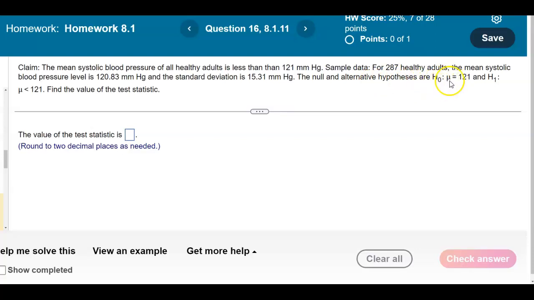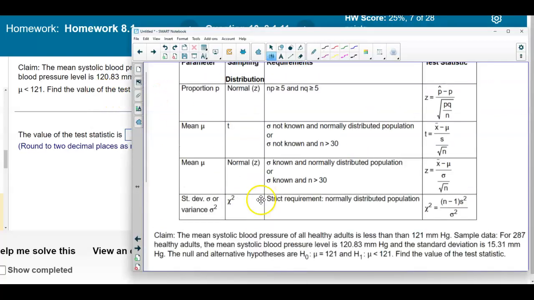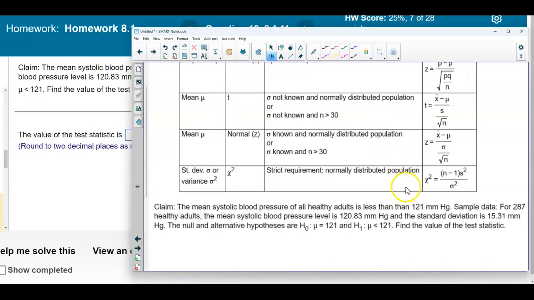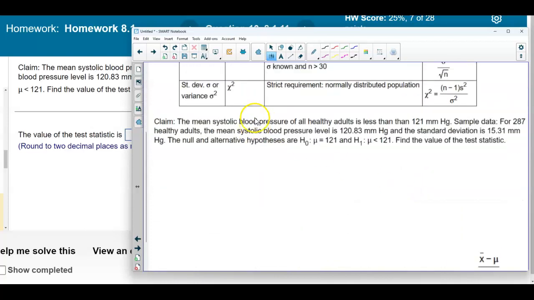The null is the population mean is equal to 121, and the alternative is the population mean is less than 121, and then find the value of the test statistic. Okay, so we're going to figure out what test statistic we need to use. So we're going to first look at the claim here. So the claim is the following. So we know what the claim is, so we can verify what was given.